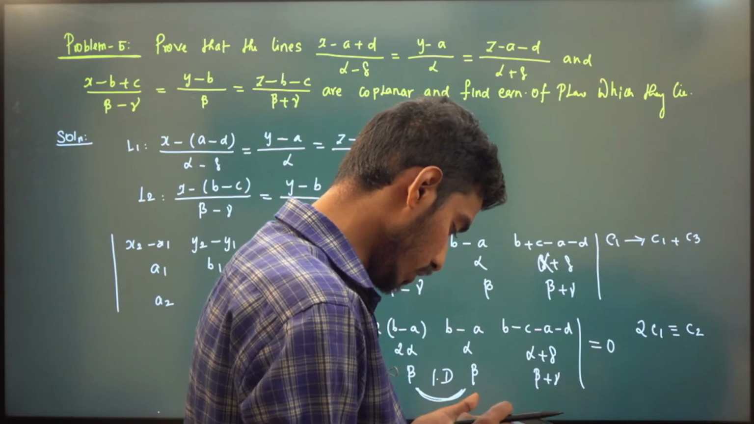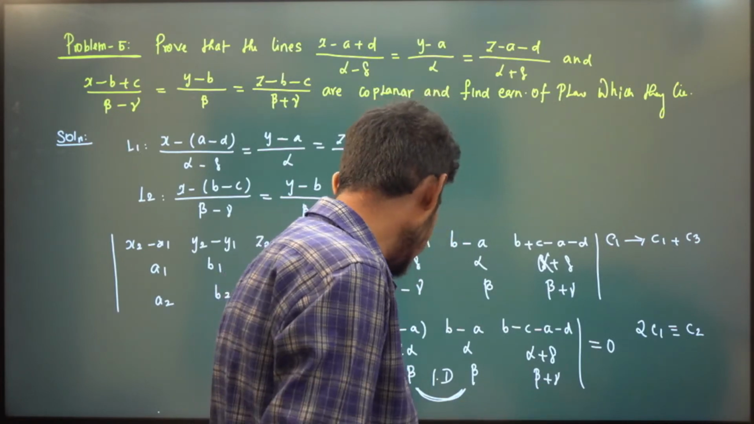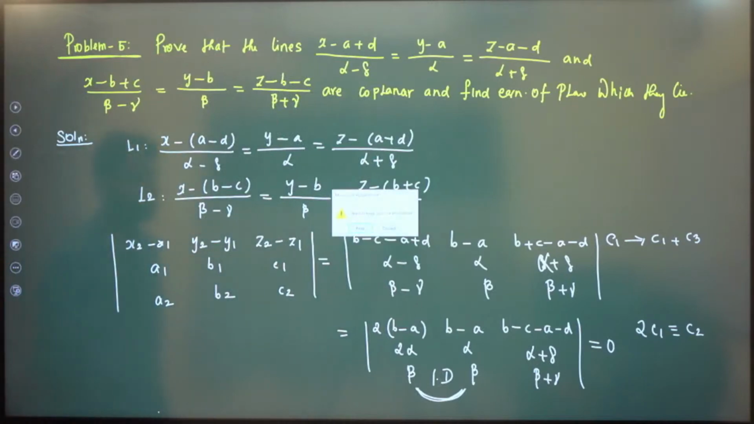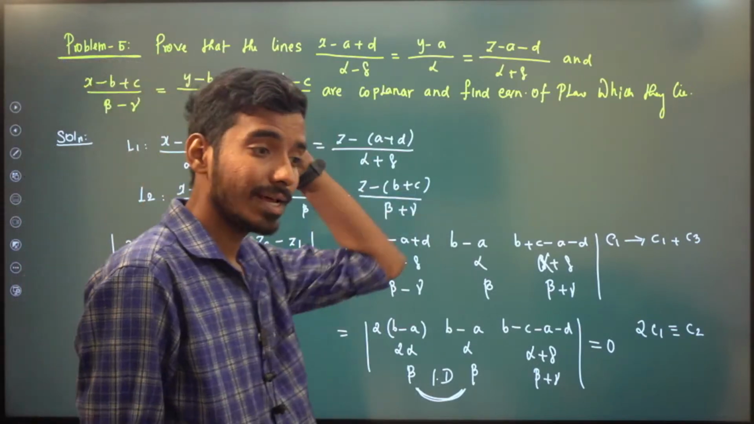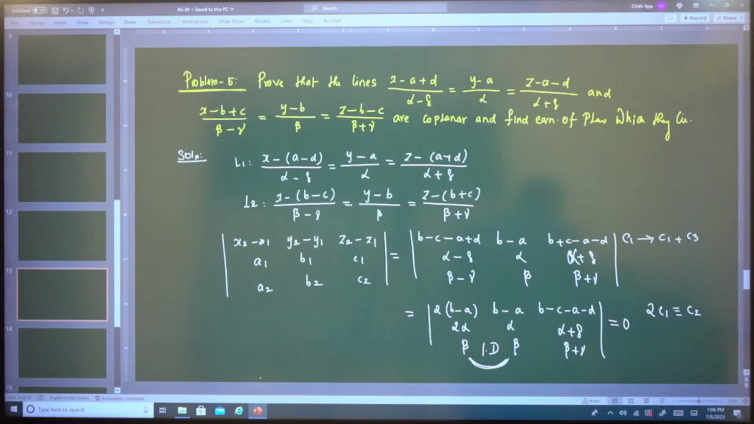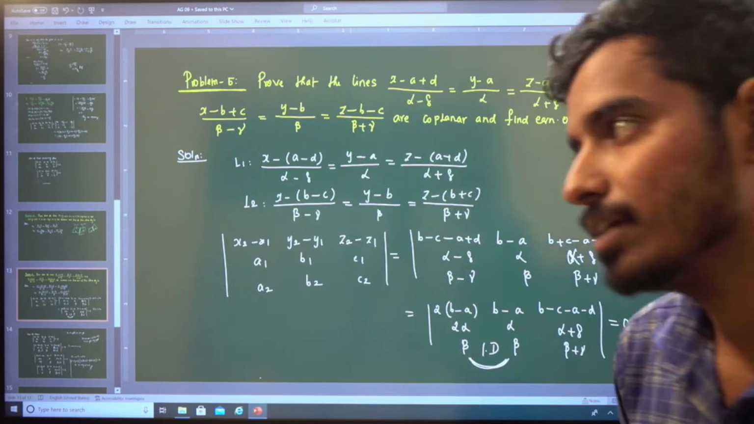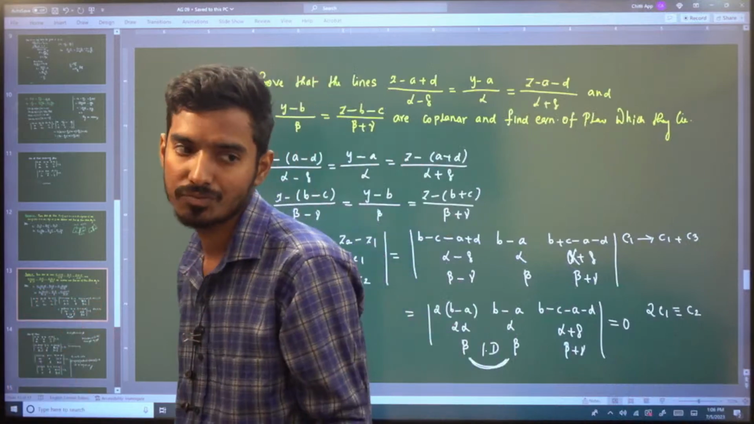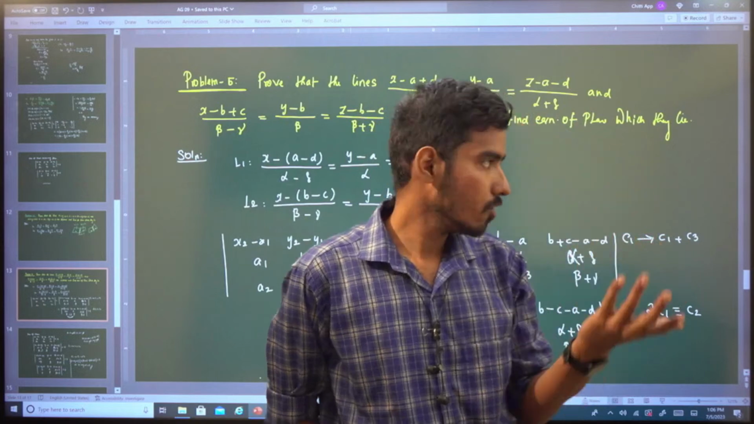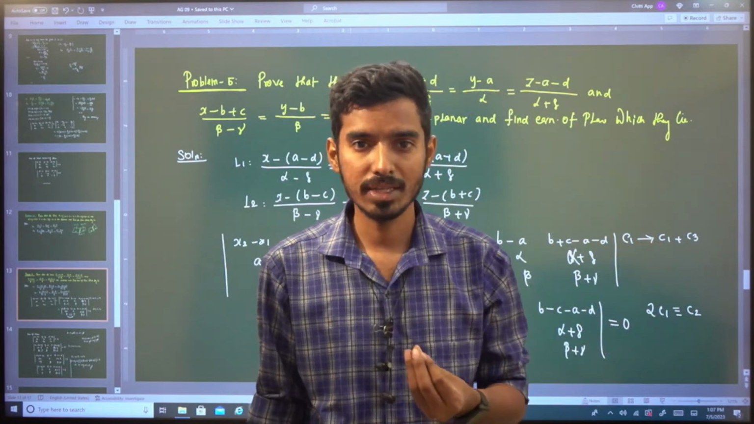Okay. So now what we will do is we'll move on to the next concept, shortest distance between lines. See, for coplanar lines, we cannot talk about shortest distance. Yes or no? Coplanar lines means they will intersect. So obviously, the shortest distance will be zero between the lines.